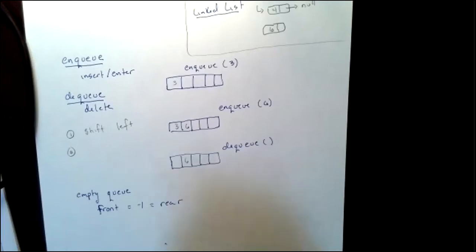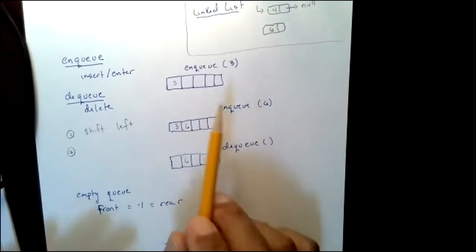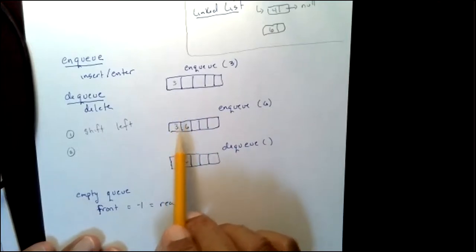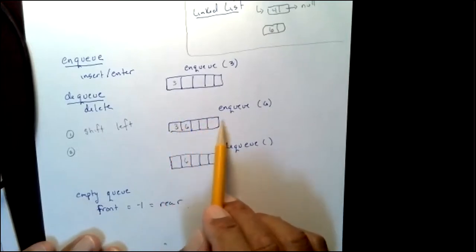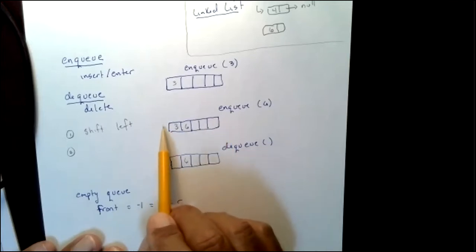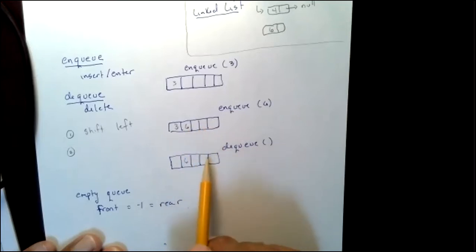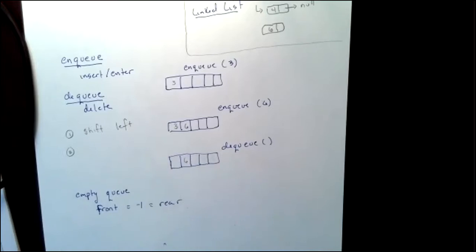Yeah. So, again, I have the 3, and when I enter at the end, I'm thinking of the cashier standing here. 3's the first in line, and 6 and so on, and everybody moves up after someone's been taken care of. And that's this whole idea of what we're talking about with shift left.